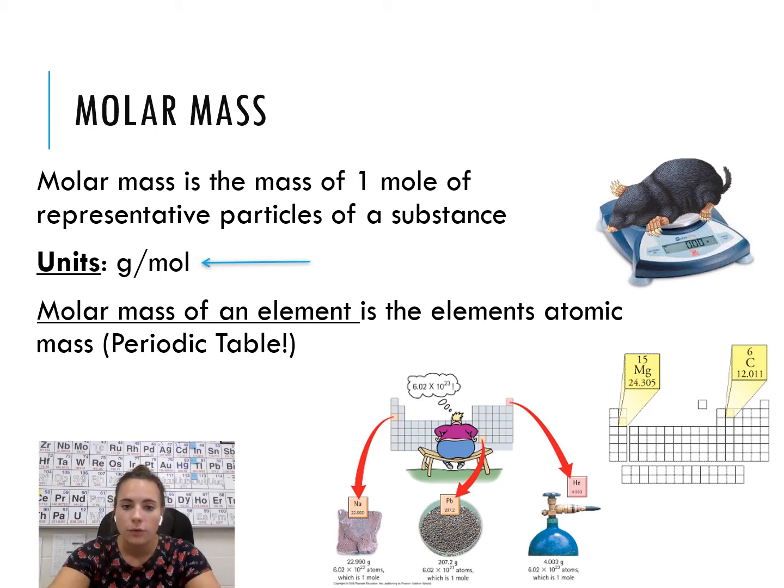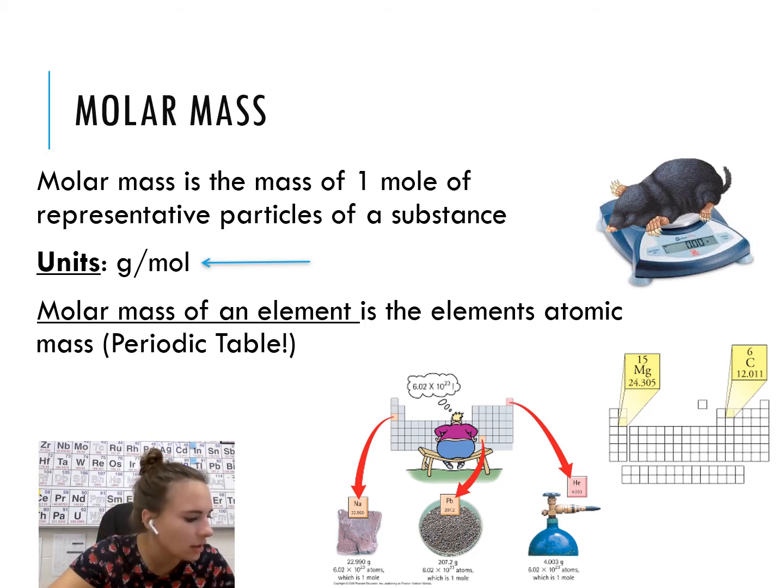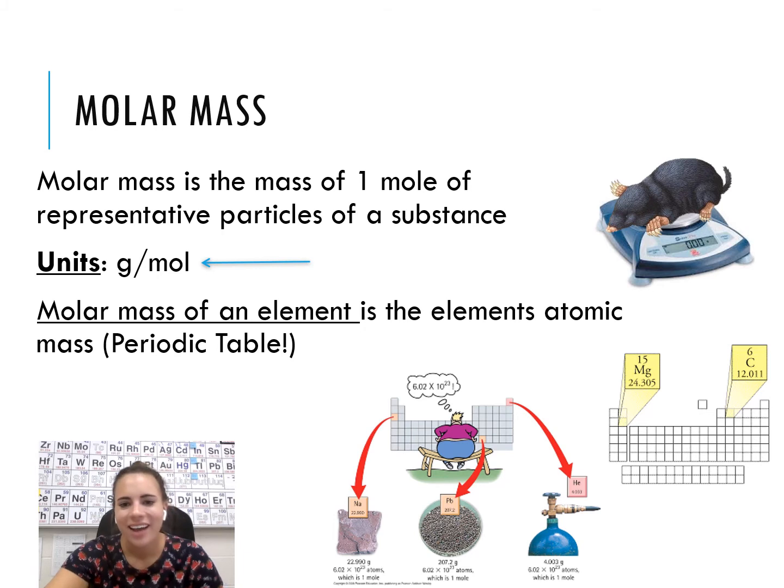So if we look at this little picture, for 3 separate things, so like for sodium, if I had 6.02 times 10 to the 23rd atoms of sodium, they would weigh 22.99. But if I had that many atoms of lead, it would weigh 207.2. Oh, I'm looking at palladium. And then if I had an entire mole, which is 6.02 times 10 to the 23rd atoms of helium, it would have a mass of 4.0. So for all of them, we're talking about the quantity 6.02 times 10 to the 23rd particles. But they have different masses because they have different molar masses.